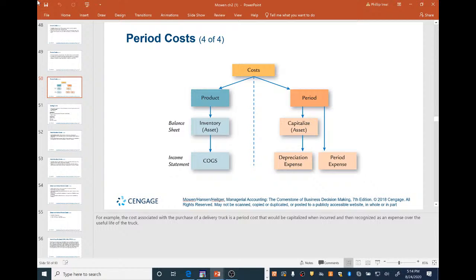Now, period cost again. If it's a period cost and it's not going to benefit future periods, we just expense it in the period incurred, right? So we're just going to go straight down here and hit the income statement. If it's going to benefit future periods, we have to what?